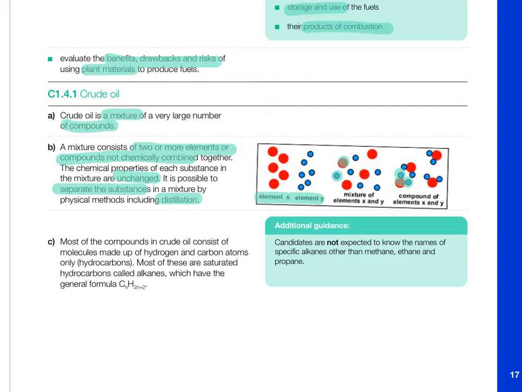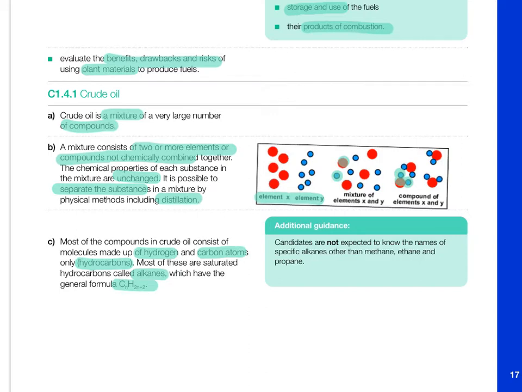A lot of these chemicals in our crude oil are made of hydrocarbons, so these are molecules, these are chemicals that only have hydrogen and carbon atoms in them. And most of these hydrocarbons are known as alkanes, and they have the general formula CnH2n+2. So however many carbon atoms you've got, twice as many plus 2 hydrogen atoms.